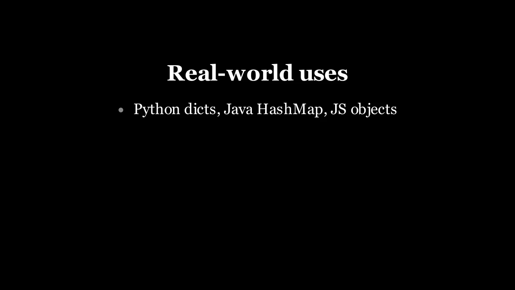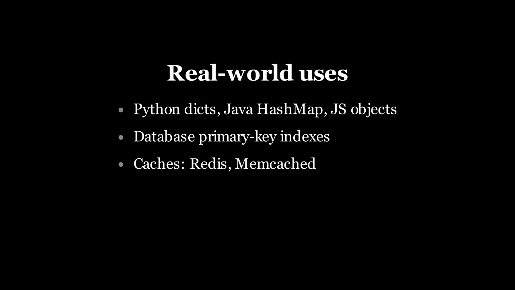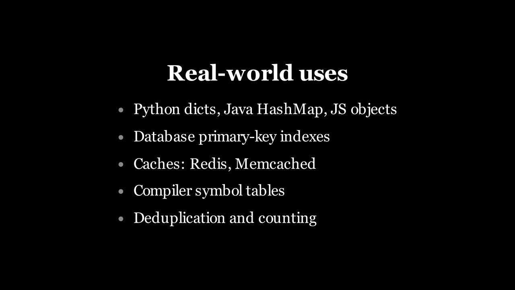You use hash tables every day, even when you don't realize it. Python dictionaries, Java HashMap, JavaScript objects, all hash tables under the hood. Database indexes use them for primary key lookups. Caches like Redis are essentially distributed hash tables. Compilers use them for symbol tables. And anytime you write a deduplication step or count occurrences in a list, you're reaching for one.